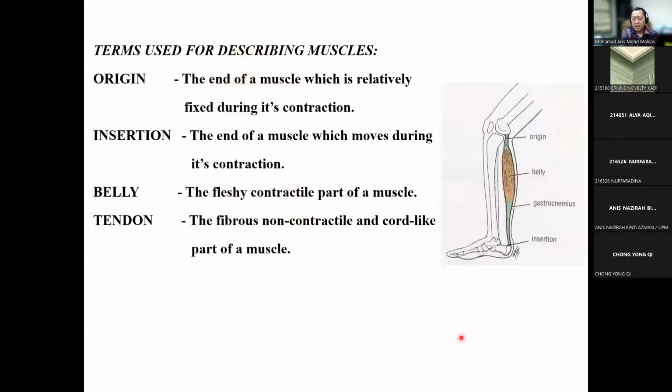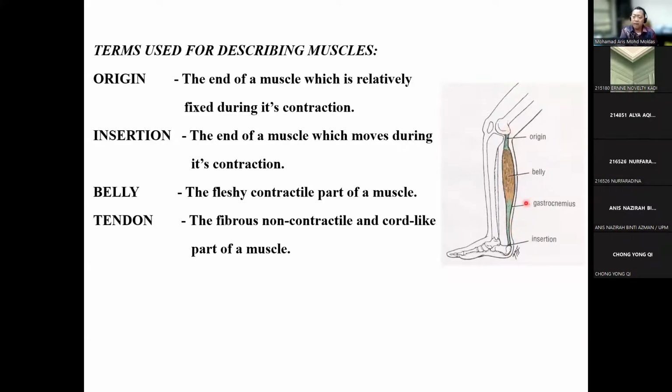Now, a very brief on the muscles, all right? Terms used for describing muscles, because normally a muscle is attached between two bones, right? So in general, the muscle has an origin attached to one bone and an insertion to another bone. So this is the origin, the other one is the insertion. In between is a belly, right? And this belly part, the muscle part, will be connected to the bone through a tendon. So the green color here is a tendon actually.